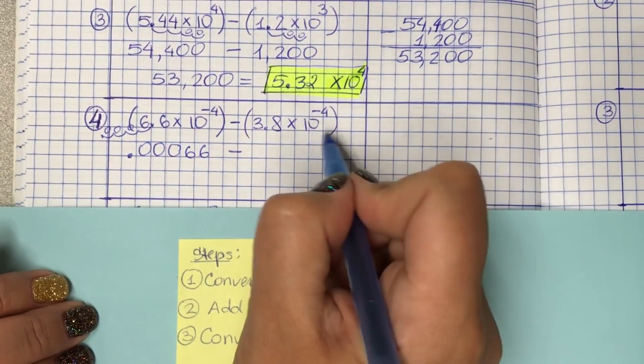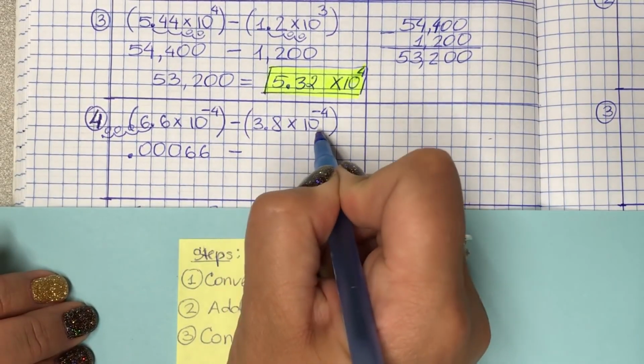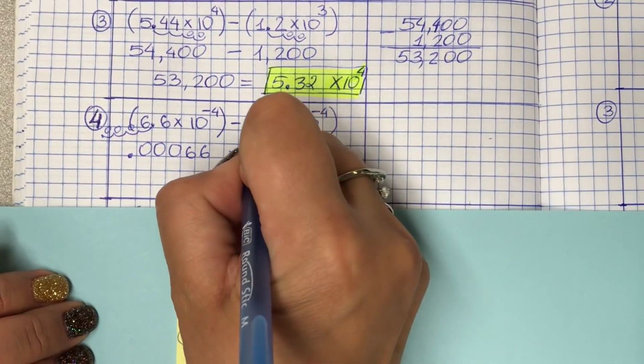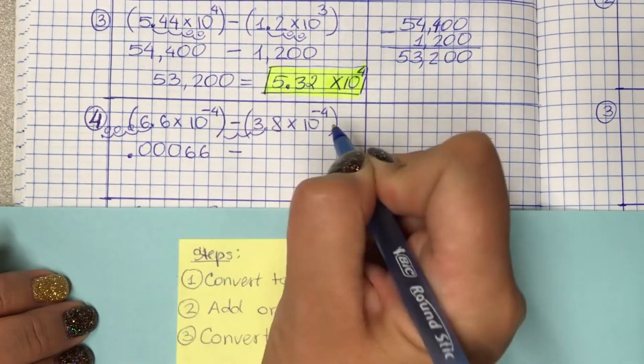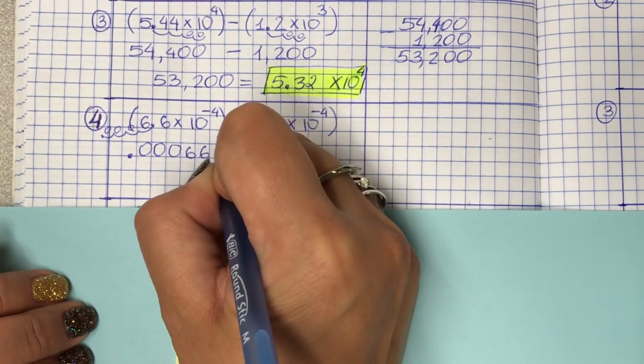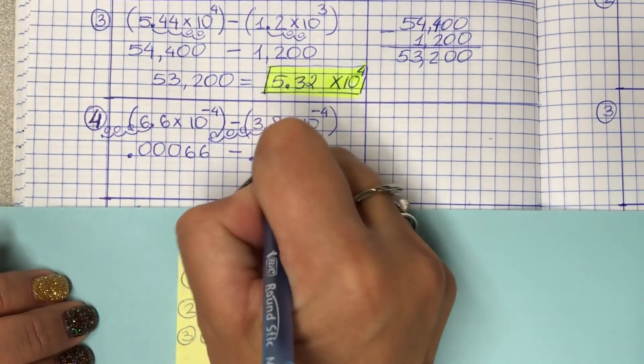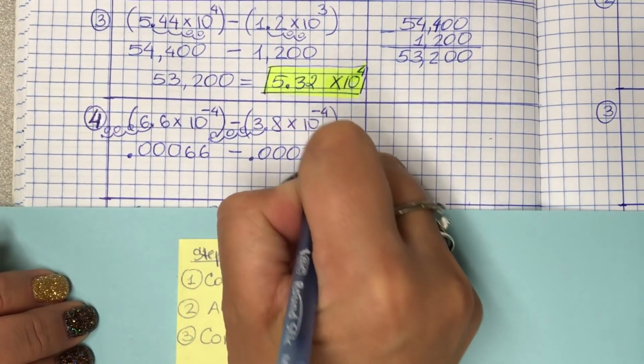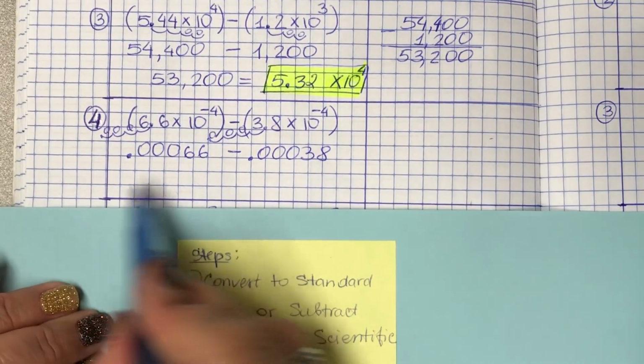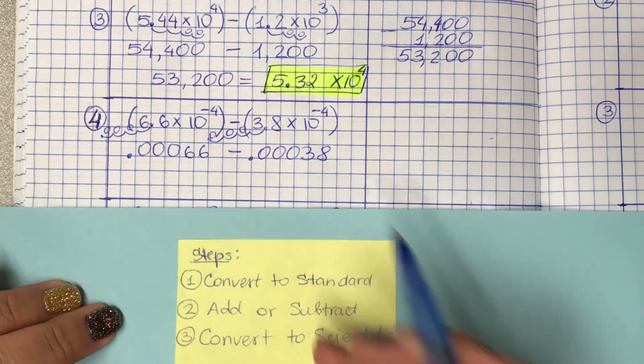And subtract. Same idea here. 3.8 divided by 10 four times moves the decimal to the left 4 times. 1, 2, 3, 4. There'll be 3 zeros in front. 0.00038. When you subtract, you must line up the decimal.